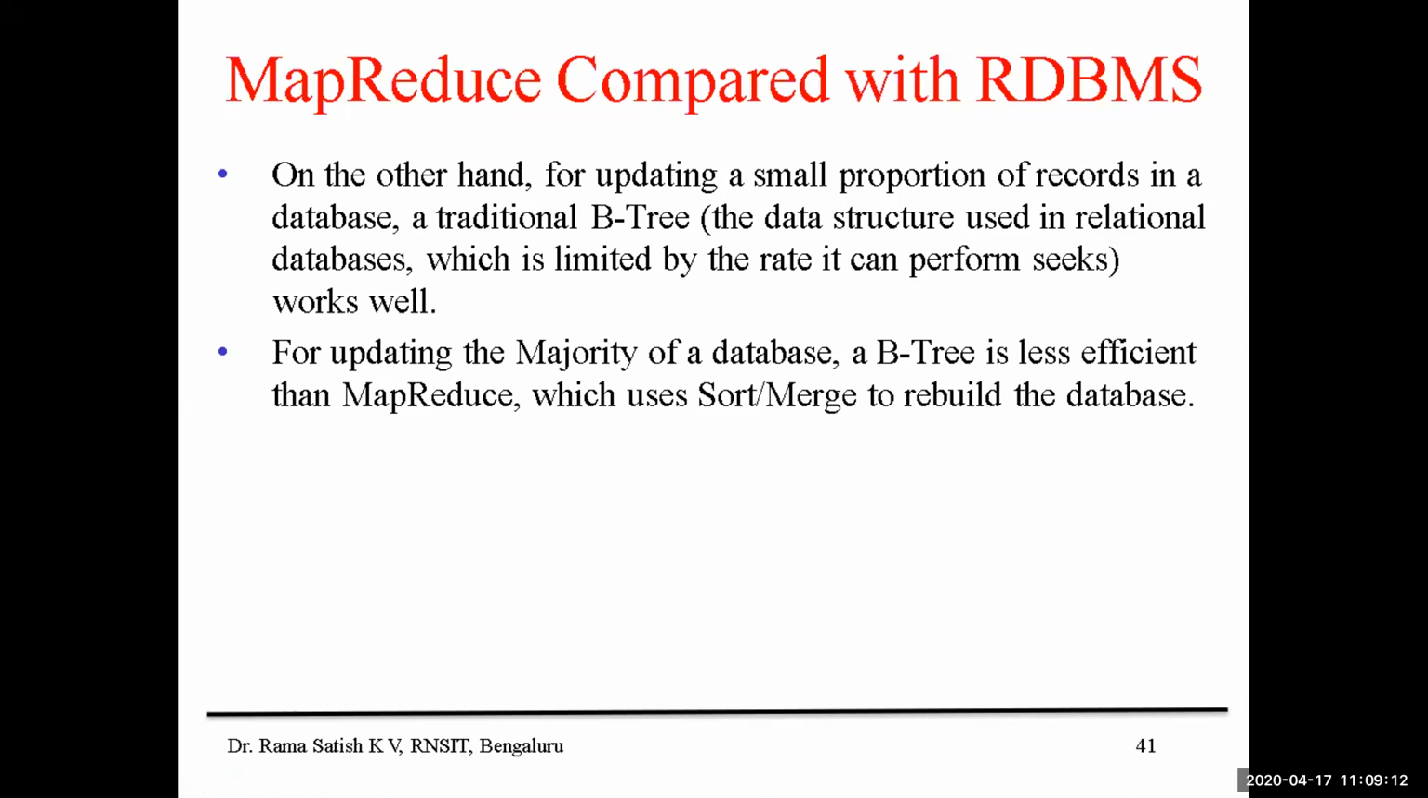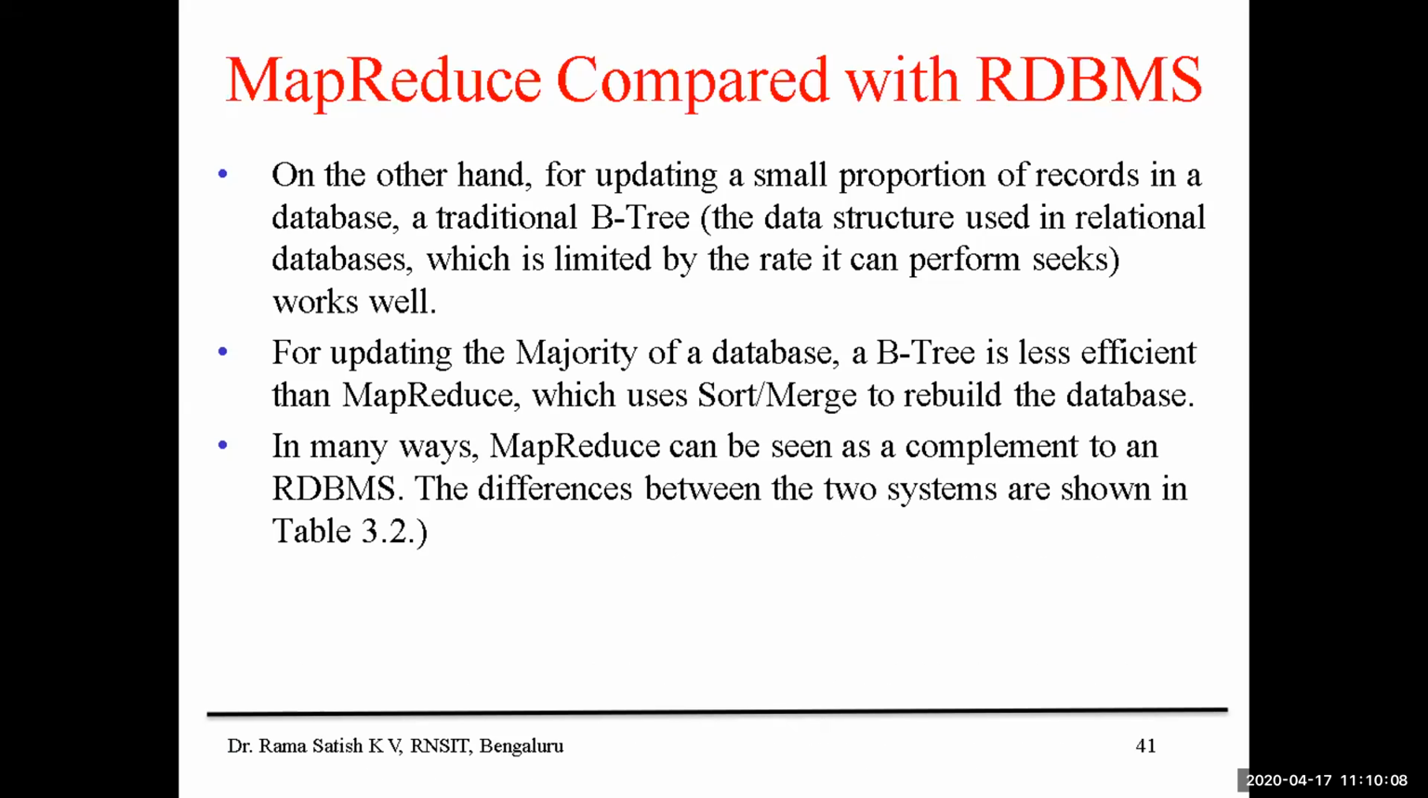And for updating the majority of a database, B-tree is less efficient than MapReduce. It is proved. B-tree uses sort and merge to rebuild the entire database, but MapReduce is not like that. It has an inbuilt procedure that maintains the entire operation in a very systematic way. So with all these points, we can certainly write that MapReduce is better than RDBMS. In the examination, they will ask this question: why is MapReduce preferred over RDBMS? Give some technical points. So certainly you can write this.